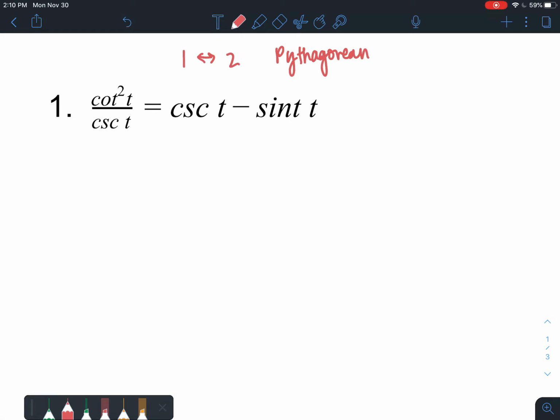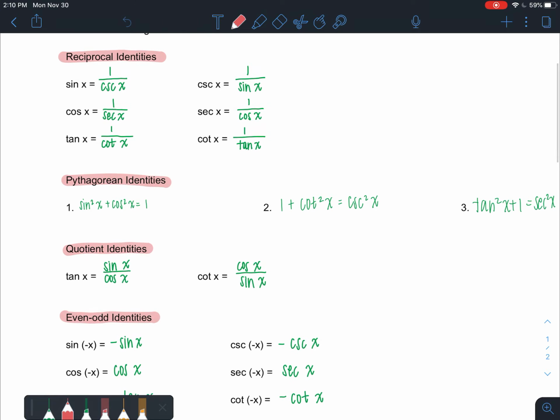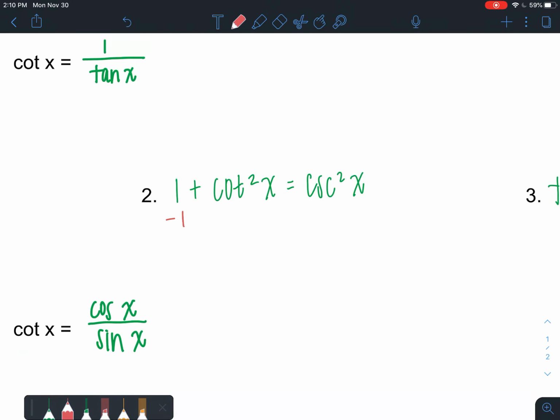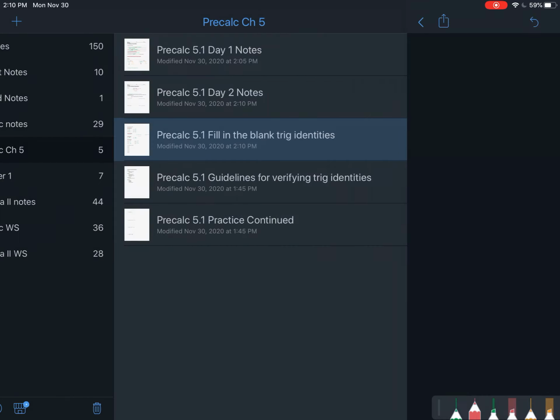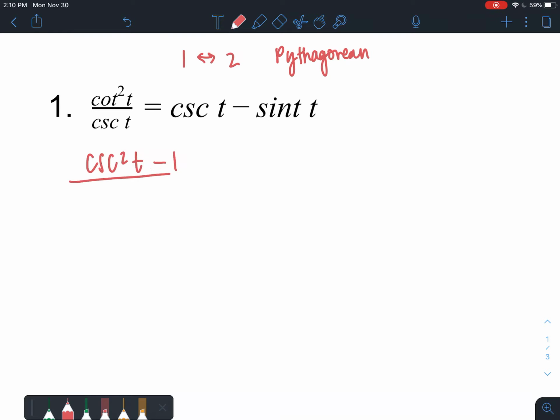So cotangent squared t is equal to, let's look at our identity sheet. Cotangent, if we subtract 1 from both sides, cotangent squared x is equal to cosecant squared x minus 1. So we can rearrange these equations if we need to. So we have cosecant squared t minus 1 over cosecant t. Again, we are only working from the left side.